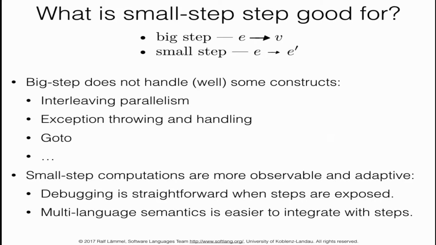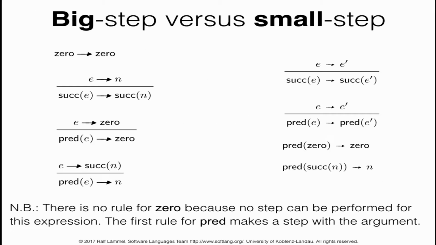It's also generally true if you expose steps of computation, if you make them more observable, then certain activities in language implementation become easier. For example, debugging becomes easier because we can just observe all the intermediate steps very easily. And if we have more complicated model-driven engineering scenarios where multiple languages and their semantics need to be integrated, that's also easier when we have many steps exposed.